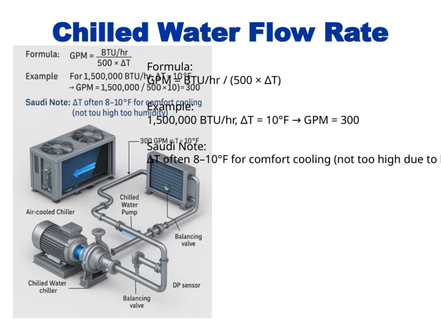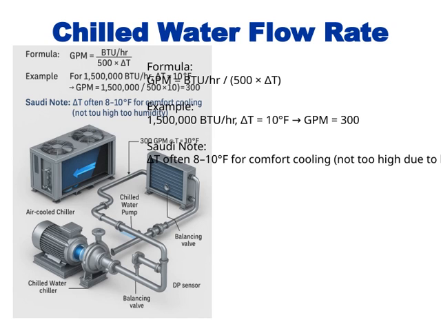Let's talk about the chilled water flow rate, which is a key aspect of cooling system design. The main formula we use is GPM, or gallons per minute, and it's calculated by dividing the BTU per hour by 500 times the temperature difference, delta. For example, if you have a cooling load of 1,500,000 BTU per hour and a delta of 10 degrees F, then the flow rate would be 300 GPM.